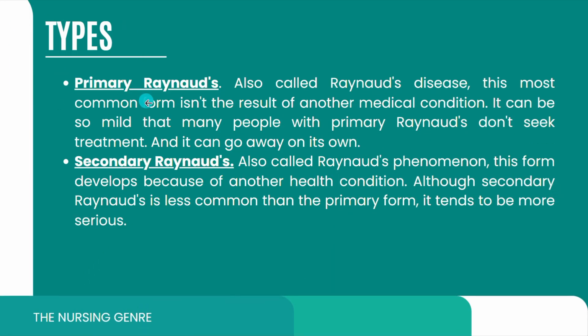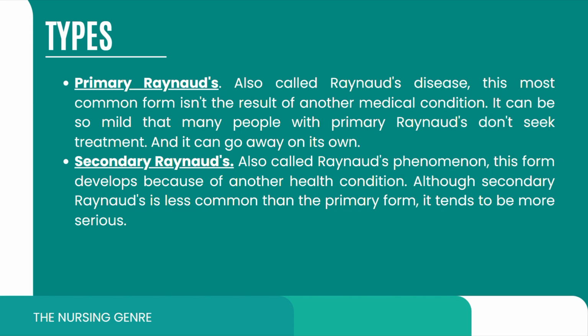Next one, types. There are two types of Raynaud disease, primary Raynaud and secondary Raynaud. Primary Raynaud, also called Raynaud disease, is the most common form, and it is not the result of any other medical condition. It can be so mild that many people with primary Raynaud don't seek treatment, and it can go away on its own. That means primary Raynaud is not the result of any condition and it is mild.